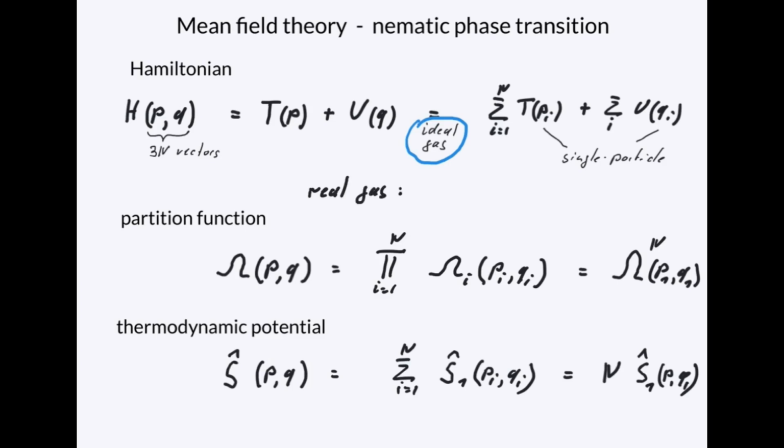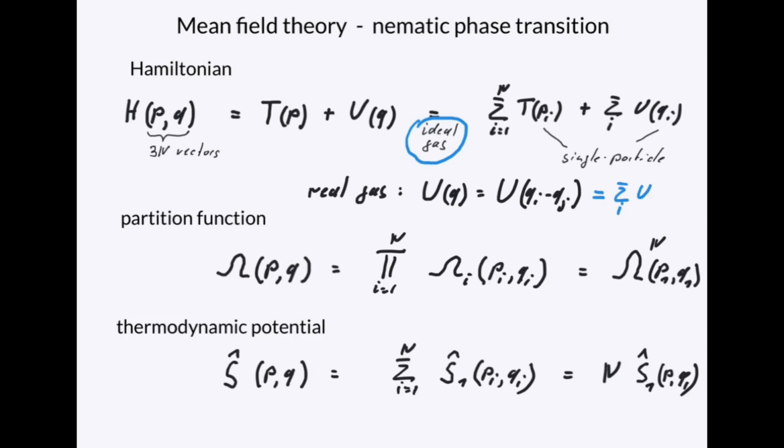For a real gas, the potential depends on the positions of more than one particle, typically on the distance of two particles. Hence, the partition function will not be the product of the partition functions of the individual particles anymore. Now, one way to alleviate this problem is the so-called mean field approximation.